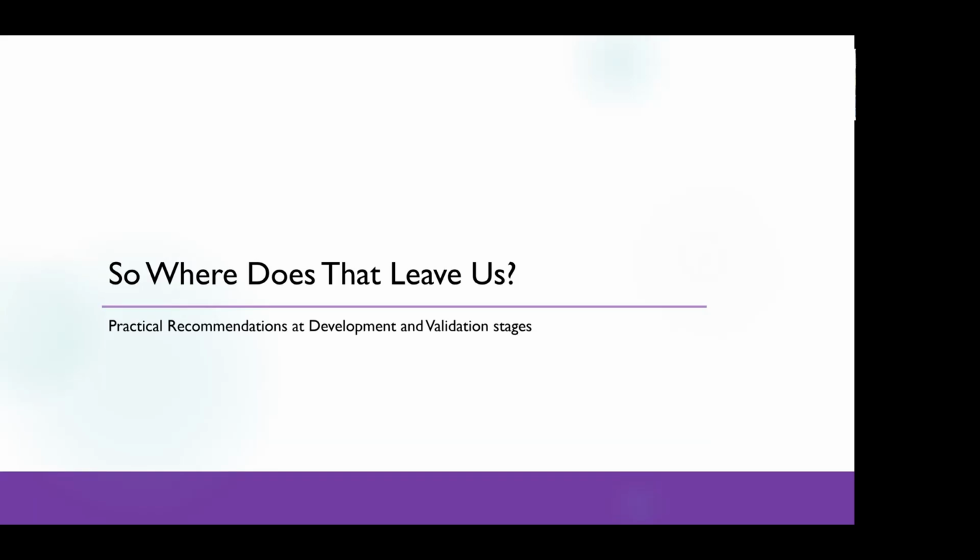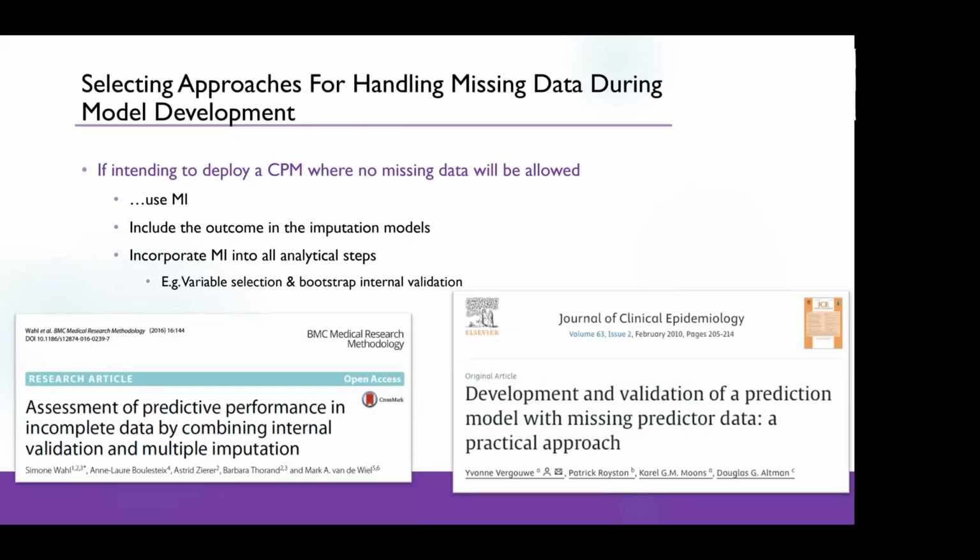The way I'm going to talk through this is to split this up in terms of strategies for handling missing data at the model development stage, and then I'll move on to validation. Looking first at the development stage, and specifically differentiating this idea of deploying a model in practice where you allow missing data, and a strategy where you deploy the model in practice where you require everything to be observed before you allow clinicians to make a prediction using the model.